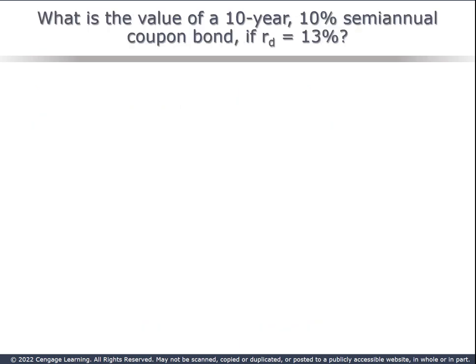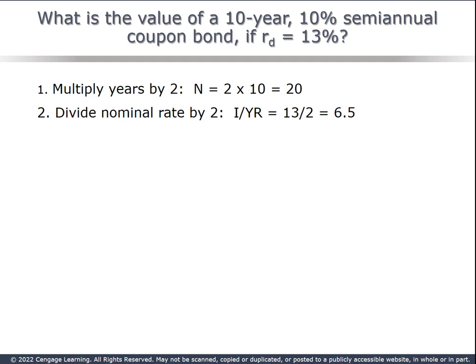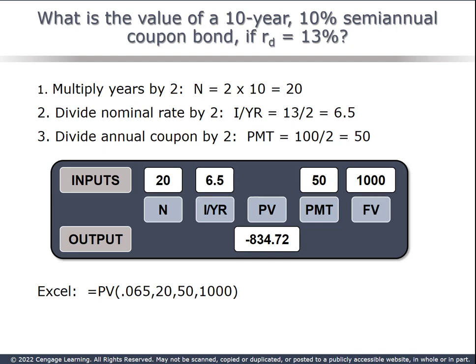Here's an example. A 10-year, 10% semi-annual coupon bond with a yield to maturity of 13%. N is 10 years times 2, 20. Divide the nominal rate by 2. IY is 13 divided by 2, 6.5. Payment, face value times the coupon rate divided by 2, $50. Solving for present value, $834.72. Those are all the changes you need to make.